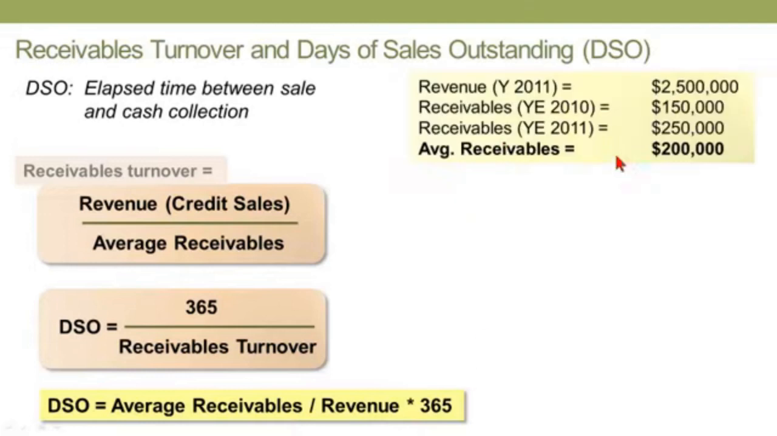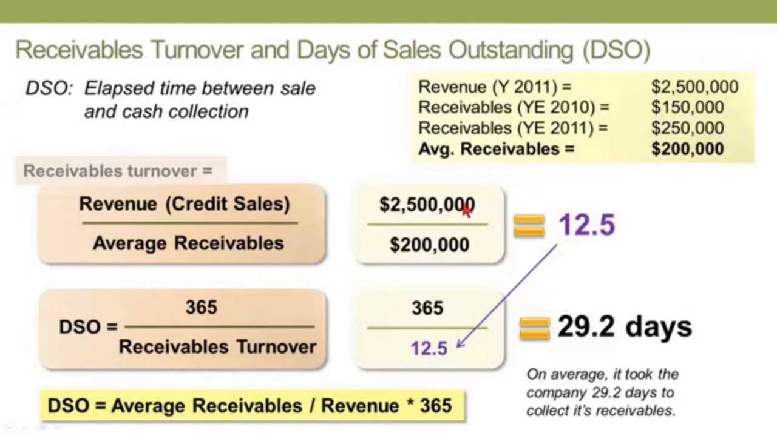And again, we can find a little more elegant expression here of the DSO: average receivables divided by revenue times 365. If we took an example, a company with revenue for the year of 2.5 million, receivables at the beginning of 2011 of 150,000, growing to 250,000, such that the average receivable during the year, the simple average of those two, is 200,000. Then our receivable turnover is the 2.5 million in revenue divided by the average receivable of 200,000, which gets us 12.5. 365 divided by that 12.5, and we get about 29 days. For the DSO, on average, it took the company about 29 days to collect its receivables.